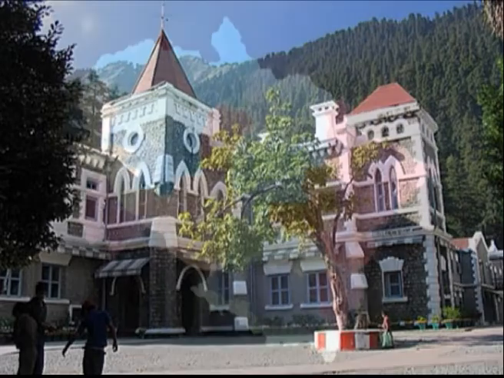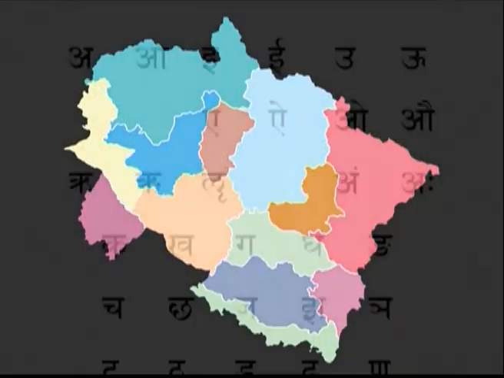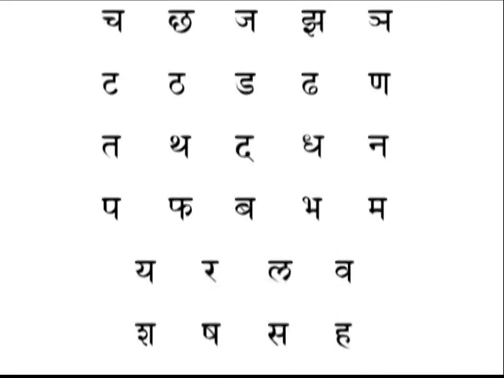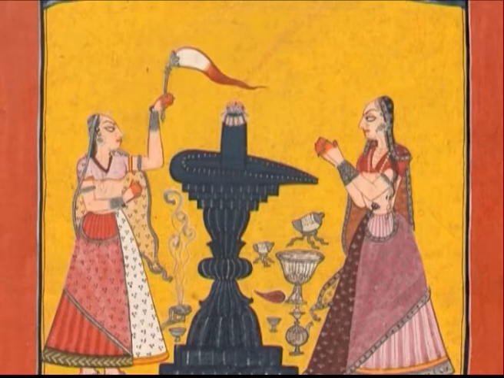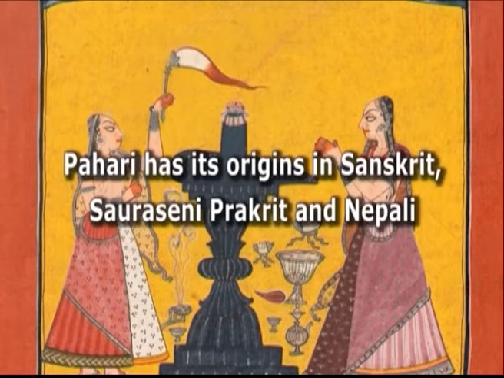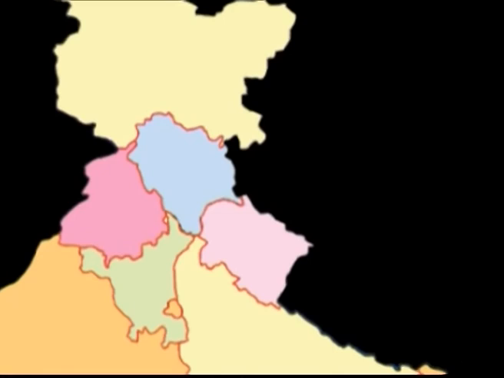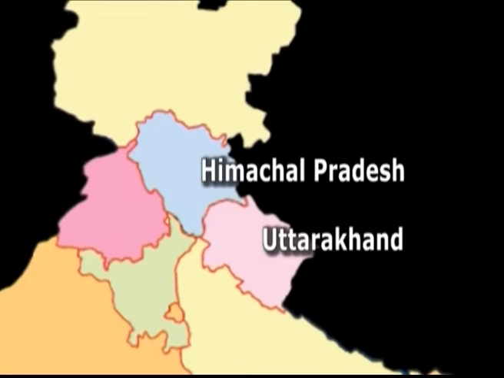at Nainital. Chief languages. The languages of Uttarakhand are akin to Hindi, although they fall into a separate group known as Pahari. Pahari has its origins in Sanskrit, Sauraseni Prakrit, and Nepali. This state has also been further influenced by the languages of neighboring Himachal Pradesh.